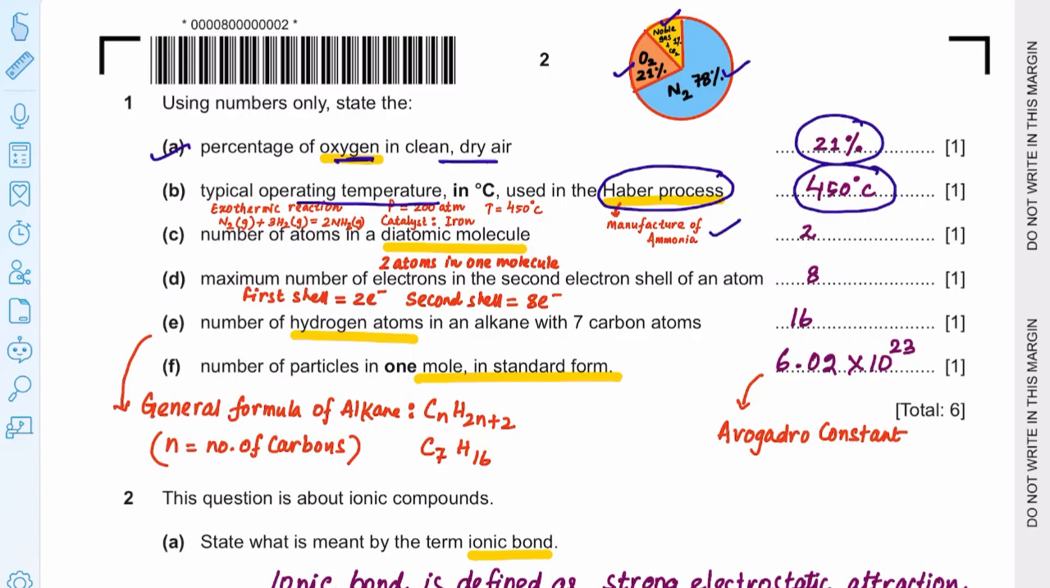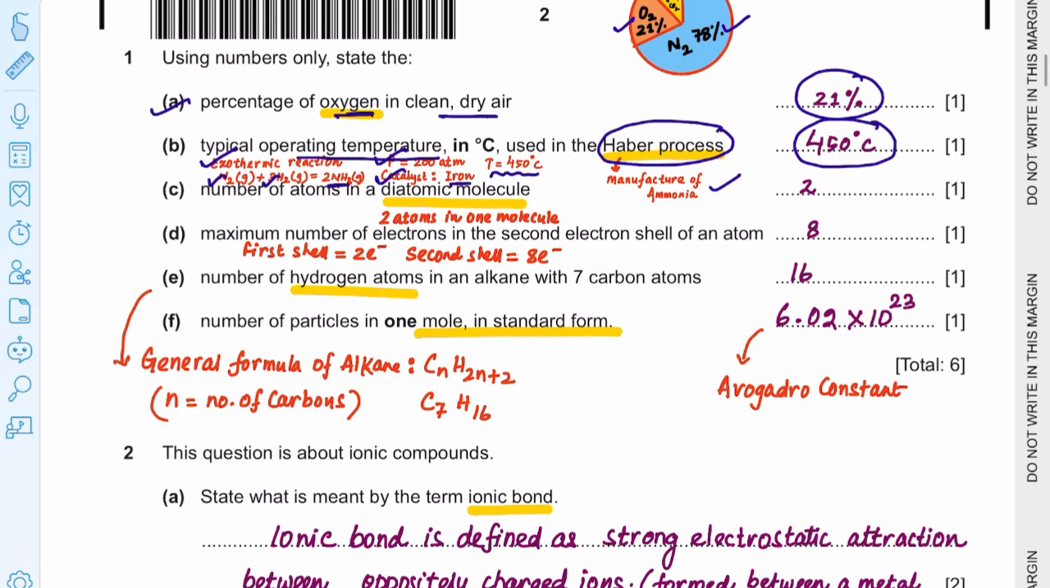For that, as I told you, we need a temperature of 450 degrees Celsius, a pressure of 200 atm, and the catalyst we need is iron. It is an exothermic reaction and the equation is N2 plus 3H2 becomes 2NH3. Next, the number of atoms in a diatomic molecule. The answer is 2, because diatomic means 2 atoms in one molecule.